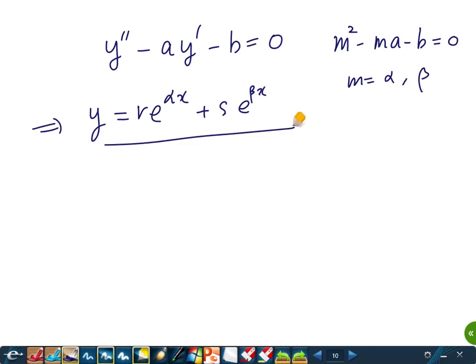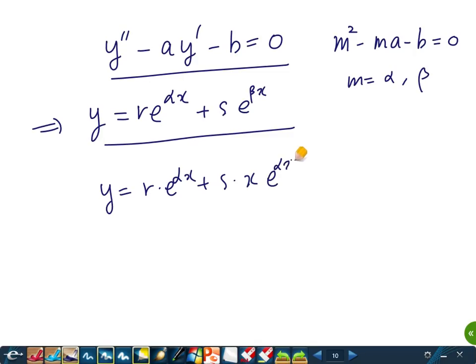Very similar. And if we have a double root here, then instead of this, you have r e to the alpha x plus s times x times e to the alpha x, where r and s are constants. So this looks very similar to the recurrence relation. This is not a coincidence. There is a very close connection between differential equations and linear recurrence relations in terms of generating functions.